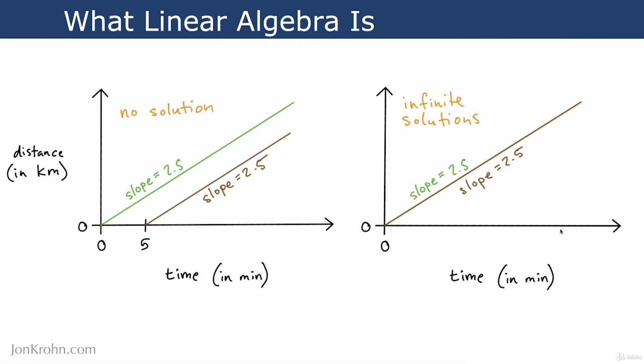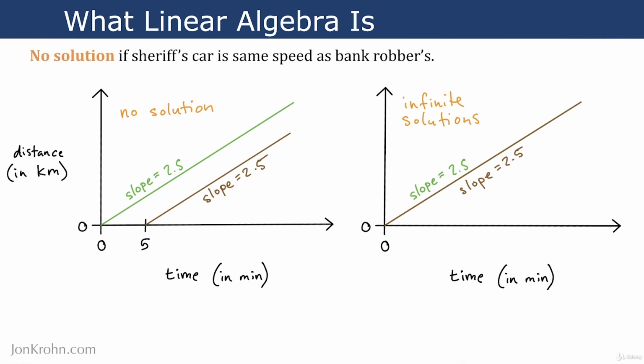Now, that was a nice, neat, and tidy situation where we had one solution. However, there would have been no solution if the sheriff's car were the same speed as the bank robbers. So if they both were traveling at exactly the same speed forever, then there would be no solution to this problem. On the other hand, we could also have an infinite number of solutions if both the bank robber and the sheriff were traveling at the same speed and had the exact same starting time. So their slope is the same, their start time is the same, now they overlap at every time point.